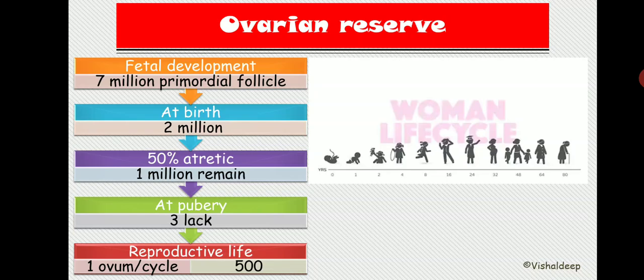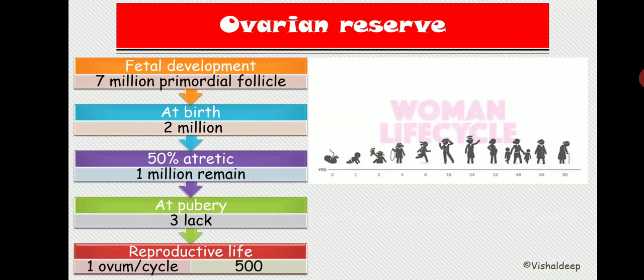So let me revise one more time. During fetal development, 7 million primordial follicles are there. At the time of birth, from the 7 million it is converted into 2 million, and of this 2 million, 50% is atretic, so 1 million is remaining. At the time of puberty, out of that 1 million or 10 lakh, only 3 lakh is remaining.